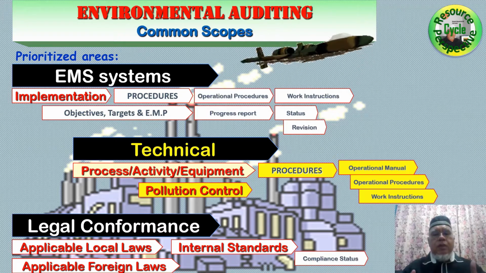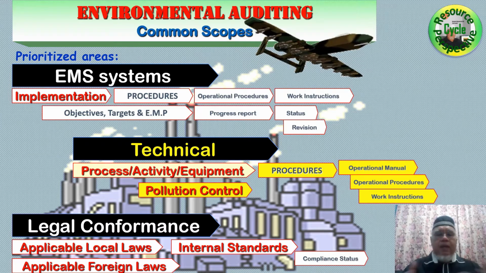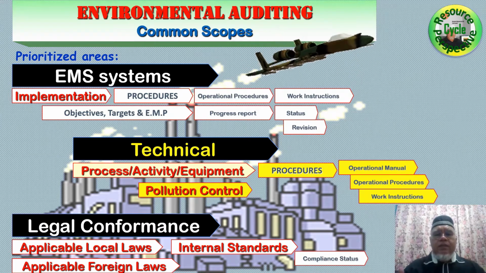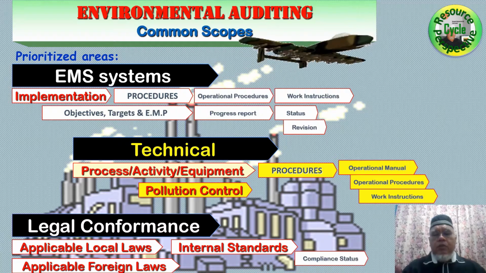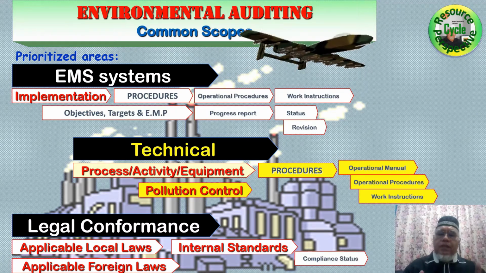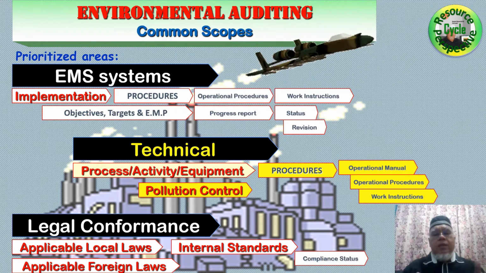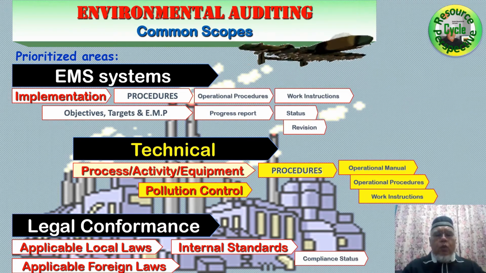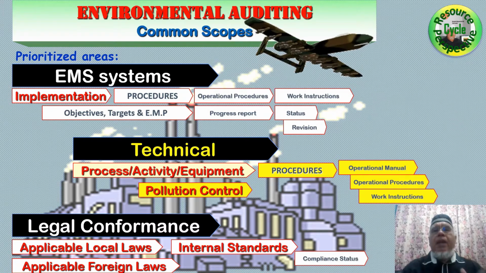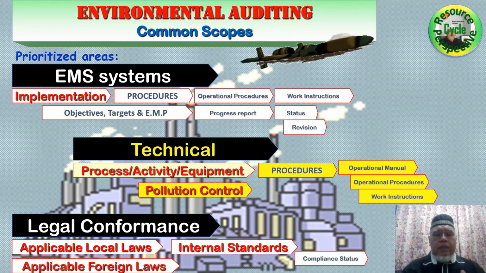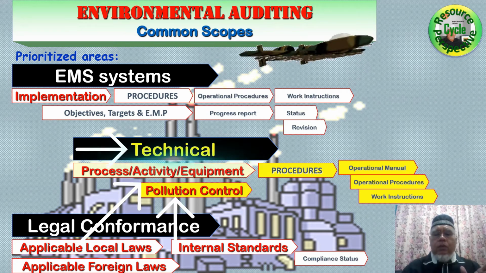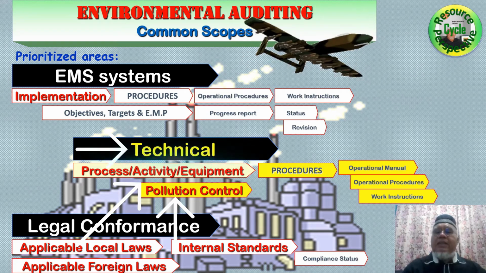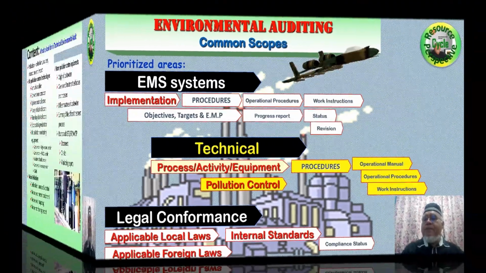In Malaysia, for example, the common legal standards are the Environmental Quality Act 1974 and all their subsidiary regulations, terms and conditions of the EIA approvals, licenses, permits, etc. So what is this video about? Auditing pollution control equipment, which may be part of the audit scope for the first and third type.